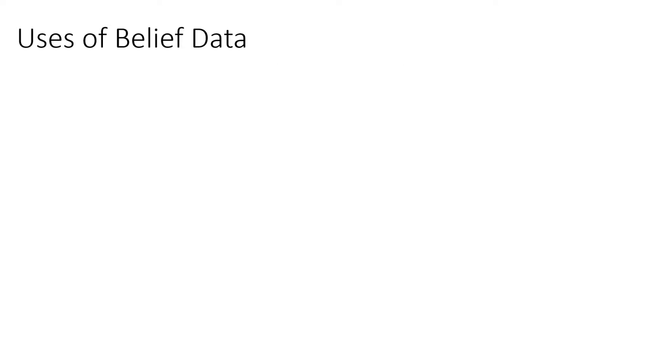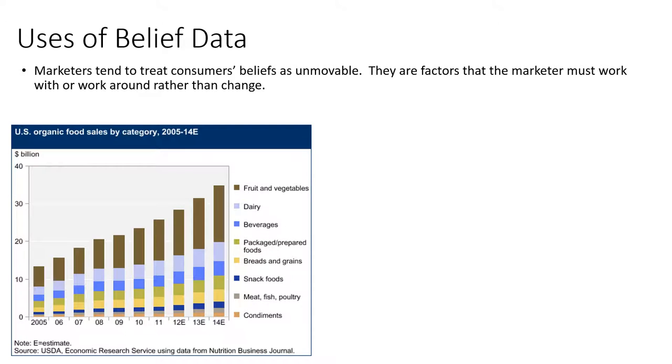Now, how do marketers use belief data that was collected via primary research? Generally speaking, marketers tend to treat consumers' beliefs as unmovable. They are factors that the marketer must work with or work around rather than change. For example, let's take a look at this chart here that comes from the USDA. What we're seeing here is that organic food sales are substantially increasing year over year in the United States. This likely corresponds to people's changing beliefs regarding the healthiness and importance of eating organic foods.